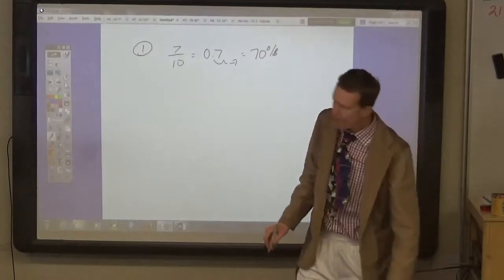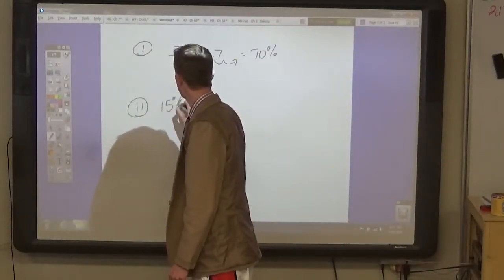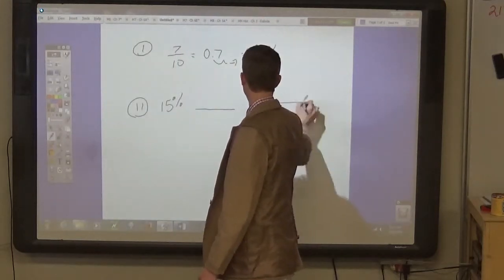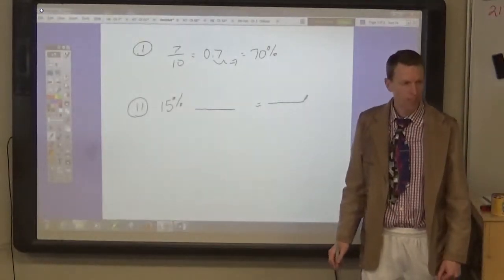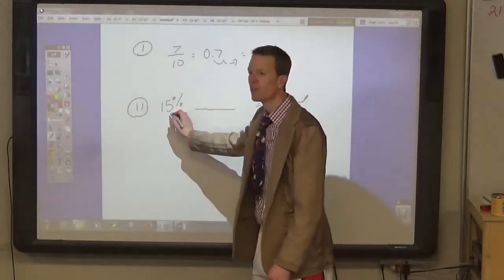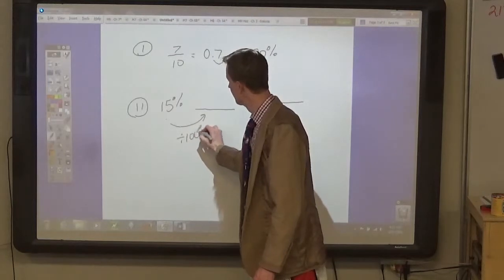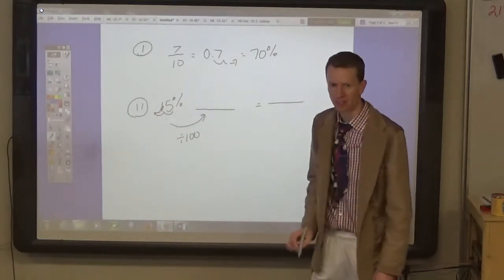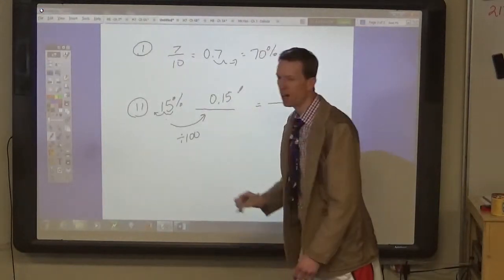Skip to number 11. 15% all the way to a fraction. How do you convert 15% to a fraction, Sam? Well, first you have to do it to a decimal, right? Which we divided by 100. Divide by 100. Or move the decimal place 2 places to the left. So it's 15 hundredths.